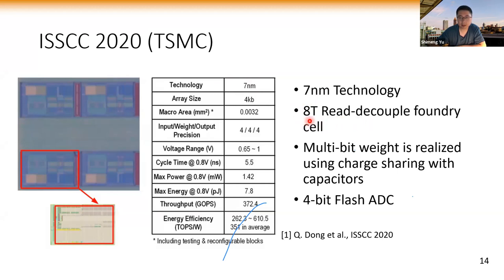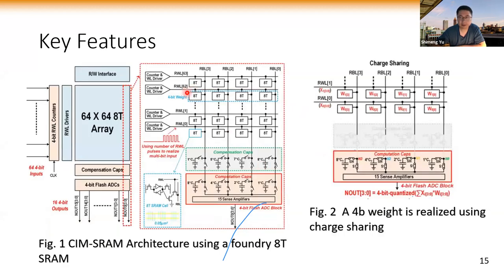So this is again an 8T SRAM, really decoupled SRAM, and then it's for multi-bit. Here, one of the innovations by the TSMC folks is to have this analog shift and add between the digital shift and add. So the idea is that if we have 4-bit weights, then we try to reconstruct the significance before the ADC.